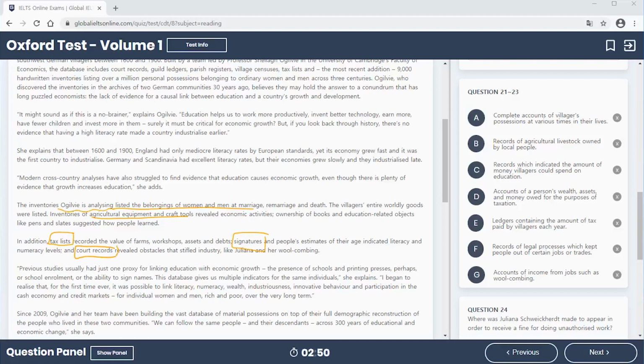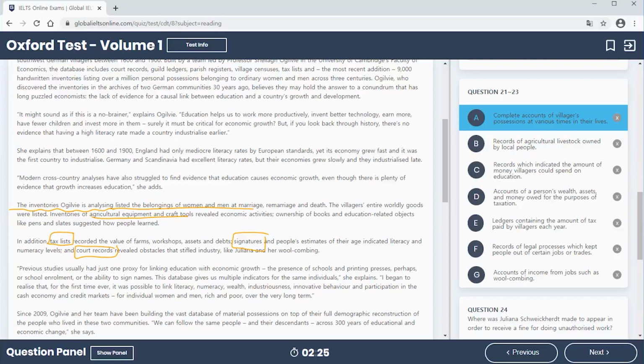Okay, so the key is the inventory she's analyzing. So what's she looking at? Okay, so we know for sure complete accounts of villagers' possessions at various times in their lives. Yeah, so this is the belongings of men and women at marriage, remarriage, and death. So we know it's going to be A. Records of agricultural livestock. It says agricultural equipment, but it doesn't say livestock. Livestock means animals, so we know it's not going to be B.